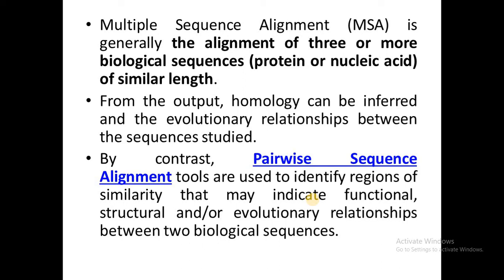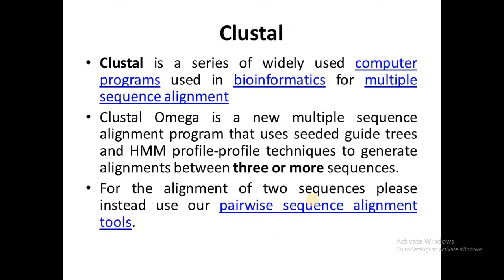By contrast, pairwise sequence alignment tools are used to identify regions of similarity that may indicate functional, structural, and or evolutionary relationship between the two biological sequences. In pairwise sequence alignment, we have to take two sequences. Between the sequences, we can find out the functional, structural, or evolutionary relationship between the two sequences, or any two sequences. For pairwise sequence alignment, the tool is Clustal. But in multiple sequence alignment, the tool is Clustal.